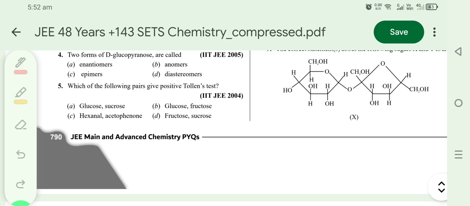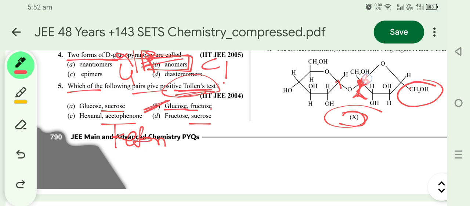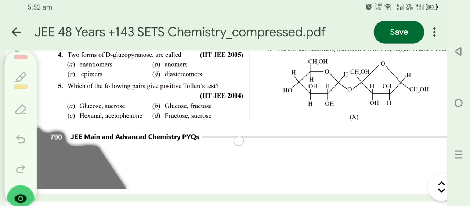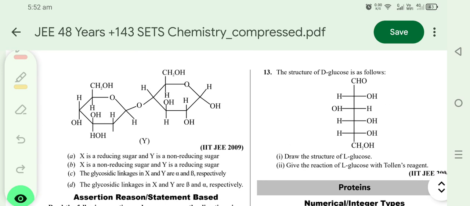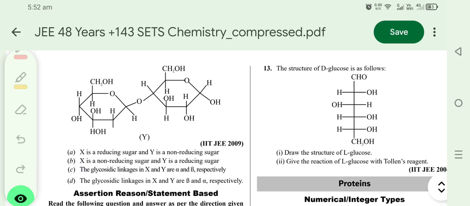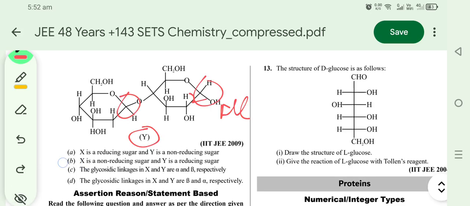In both, at the second carbon there is no free OH. It is a non-reducing sugar, and it is the wrong statement. X is a non-reducing sugar, and Y is a reducing sugar. It is the true statement B.